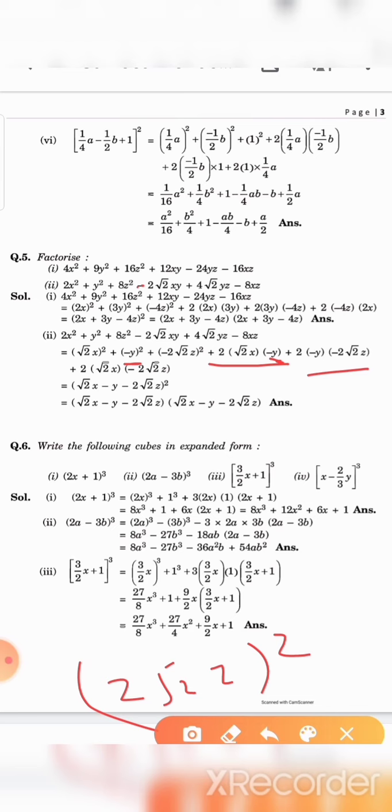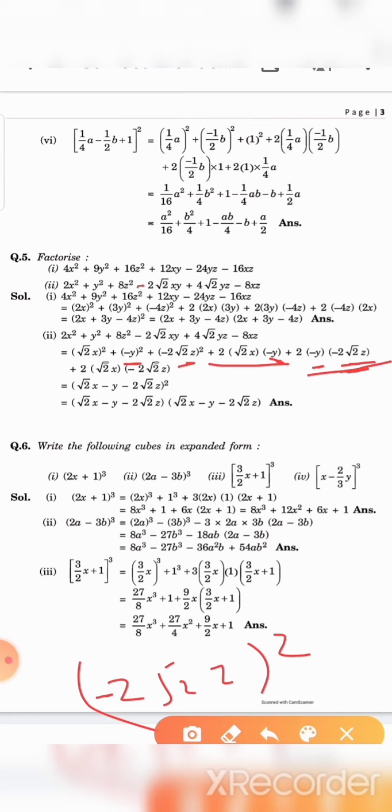Next term we write 2 into b into c. b is minus y, so here we substitute minus, and c is 2 into root 2 into z, but our polynomial is in positive and it must be in negative, so here again we substitute the last term in negative form, so it is minus 2 root 2 z. So here again we have mentioned the 2 root 2 z whole square is in negative form, and negative whole square means it is again positive.